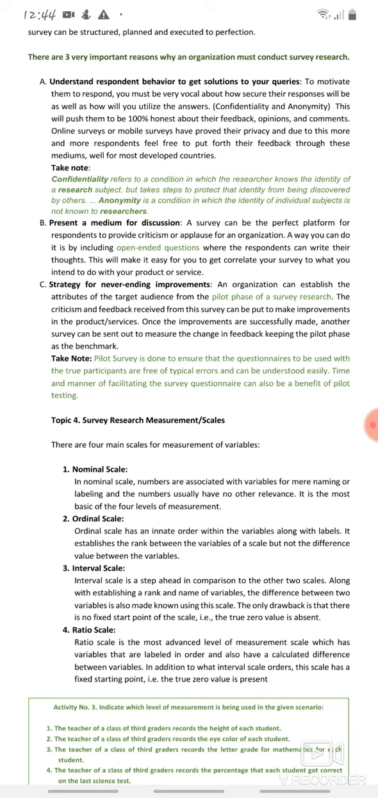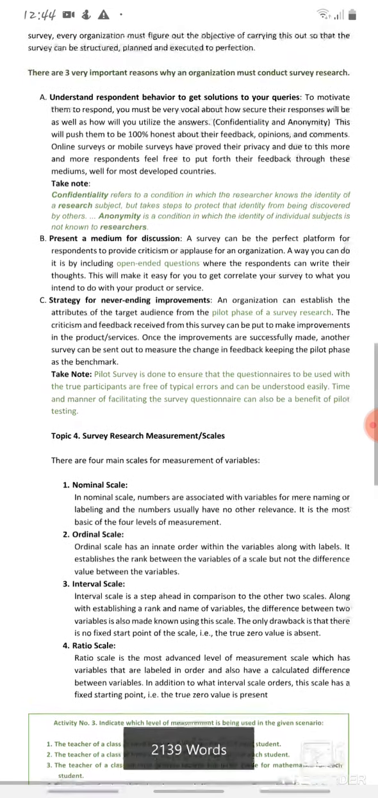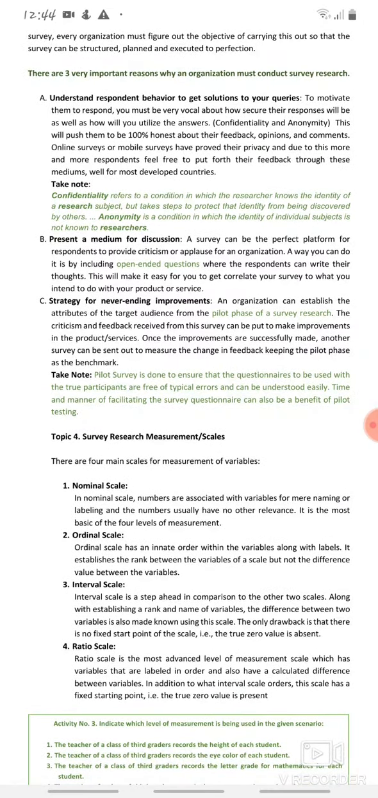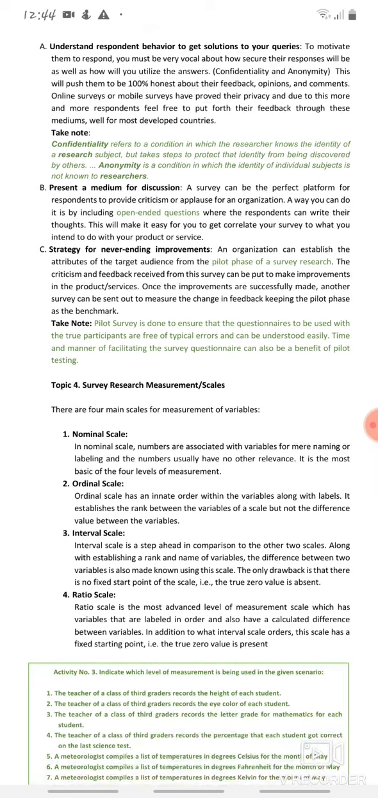Letter C, strategy for never-ending improvements, because in research, the aim is actually to improve the life of the individuals. And katulad ng sinabi ko sa inyo from before, learning is actually limitless. Mag-stop lang yung learning kapag namatay tayo. Anyway, knock on wood.